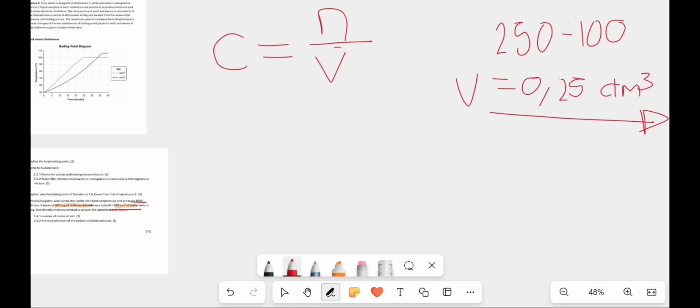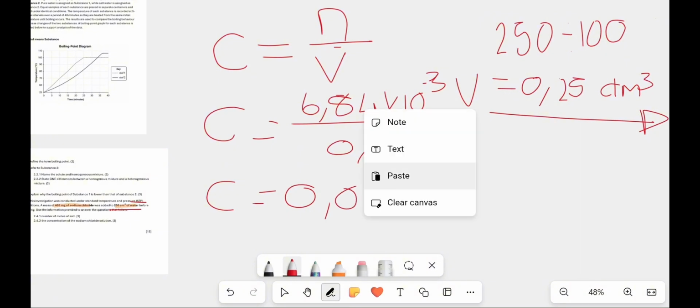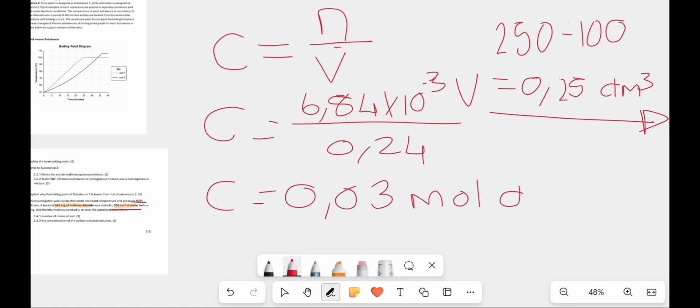Okay, now you have your volume, you have your moles. We said your moles in the previous question was 0.84 times 10 to the power of negative 3 over 0.25, and that is equal to concentration. Then you would get your answer as 0.03 moles per cubic decimeter.